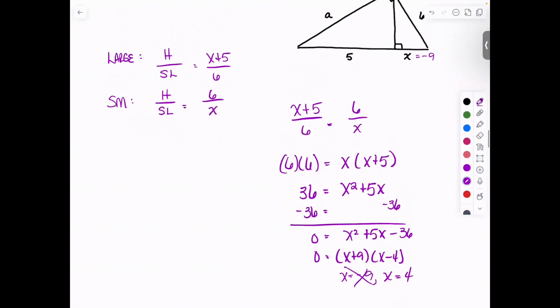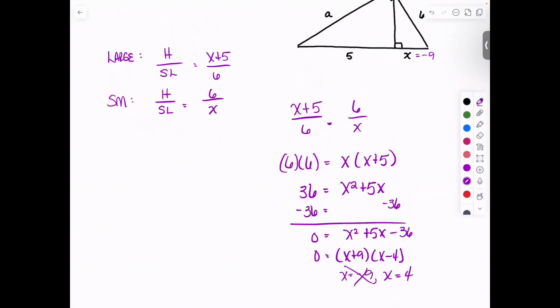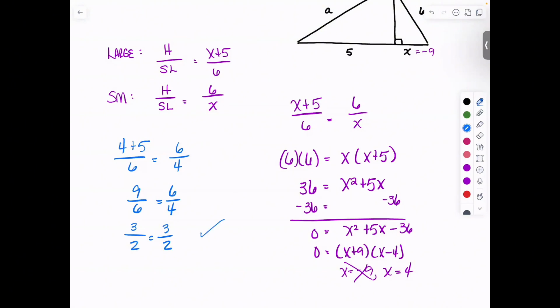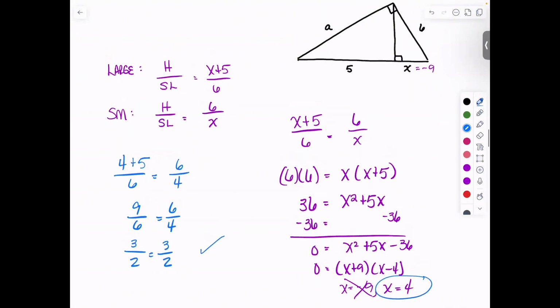We could use 4. You could always substitute and solve just to make sure that works. If you question an answer, substitute. 4 plus 5 over 6 equals 6 over 4. So we're saying 9 over 6 equals 6 over 4. I'm thinking that's true, because if we reduce both sides, I'll get 3 over 2. If I divide 9 and 6 by 3, I'll get 3 over 2, and on the right, if I divide both by 2, I'll have 3 over 2. That looks good to me. So our final answer there is 4.